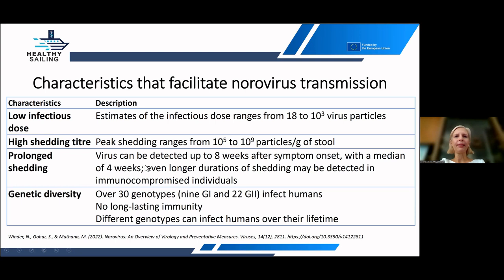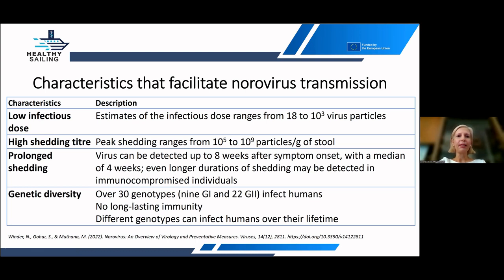The virus can be detected up to 8 weeks after symptom onset in people that have been infected, with a median of 4 weeks, and even longer in people that are immunocompromised. And there is a genetic diversity. We have over 30 genotypes.